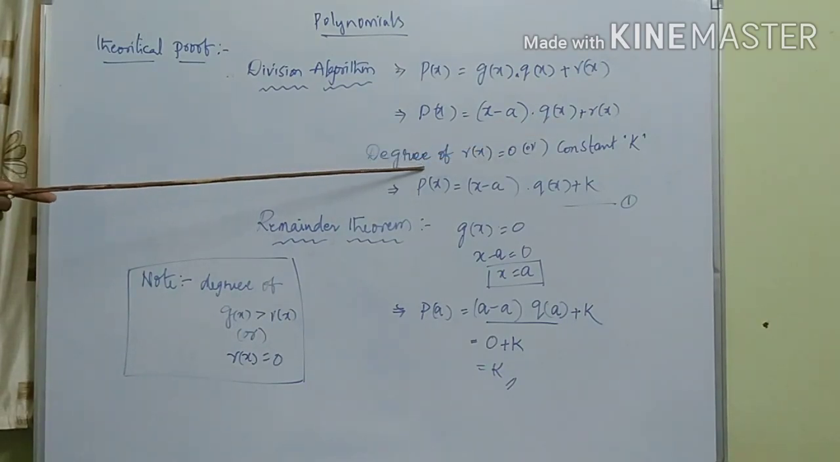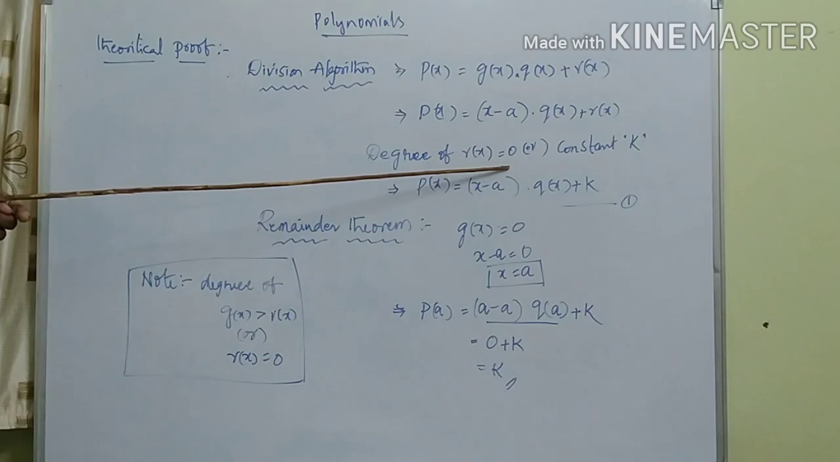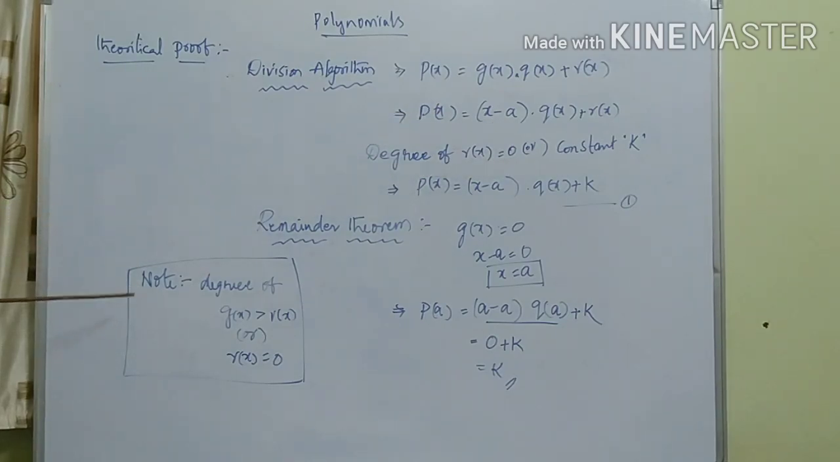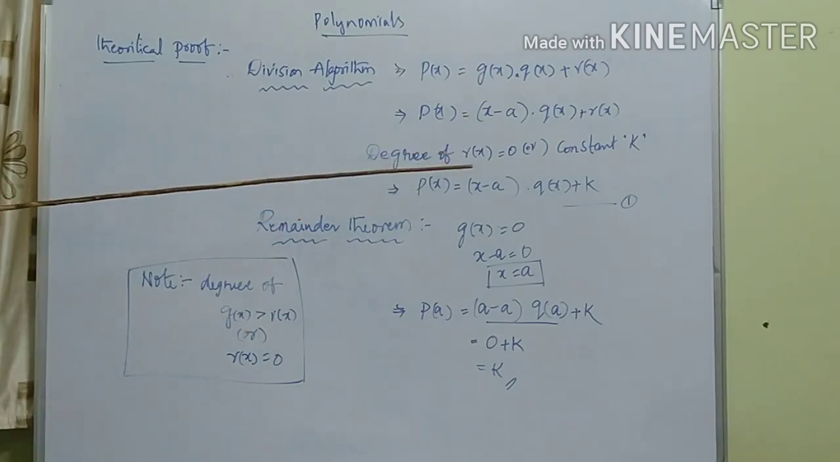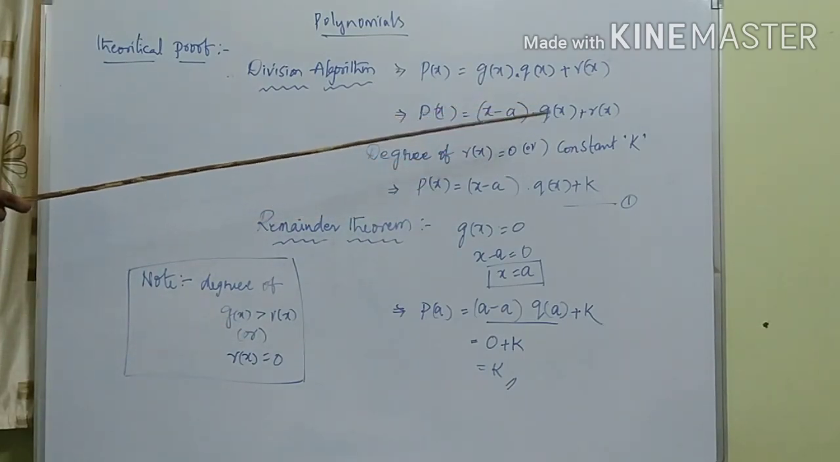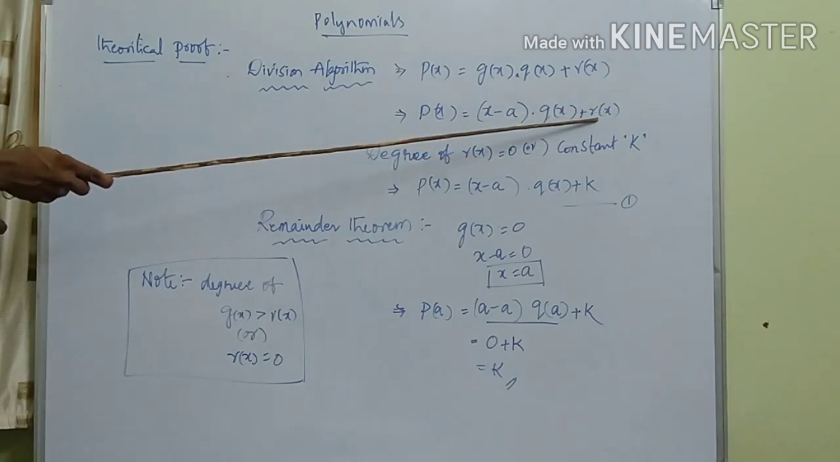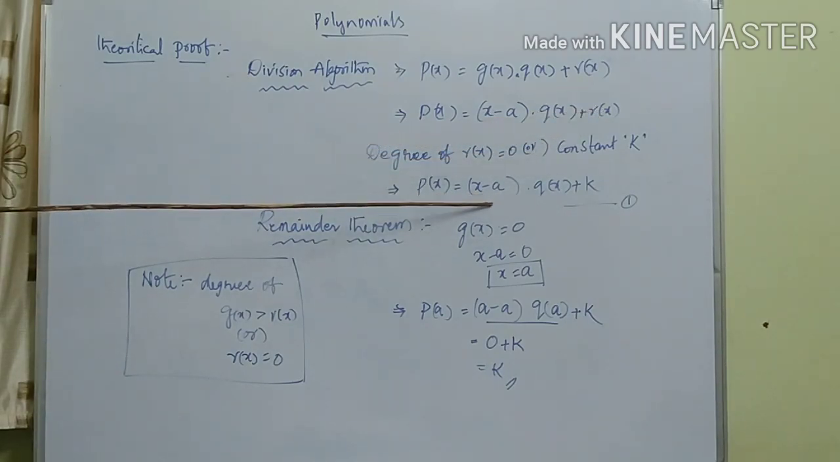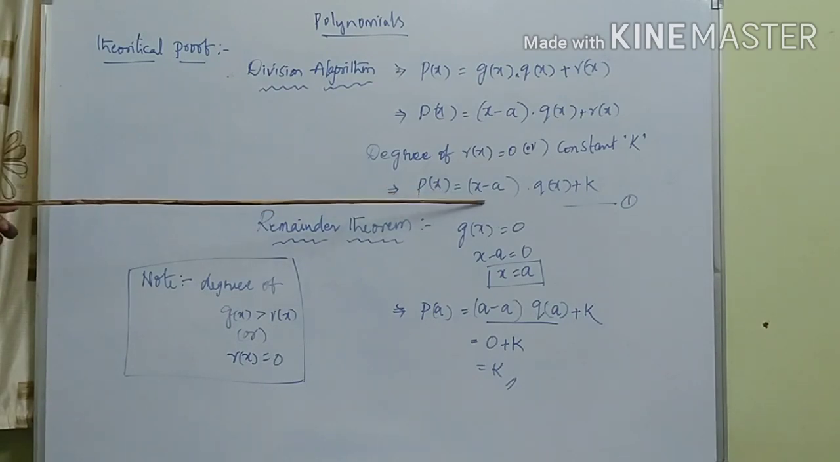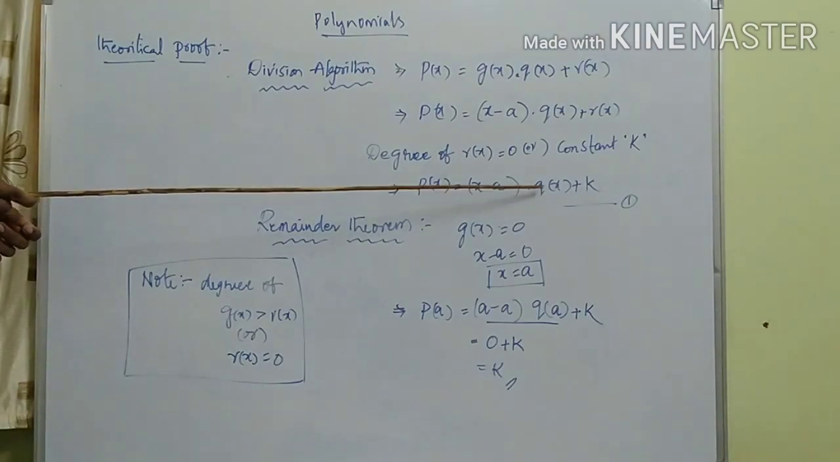So the degree of r of x is equal to 0, or a constant k. Why? Because of this important note to remember: the degree of g of x is always greater than that of r of x, or r of x is equal to 0. This is the condition. The division stops and we get the remainder, that is r of x. So here we substitute the value k instead of r of x, and the equation is reformed. P of x is equal to x minus a into q of x plus k.